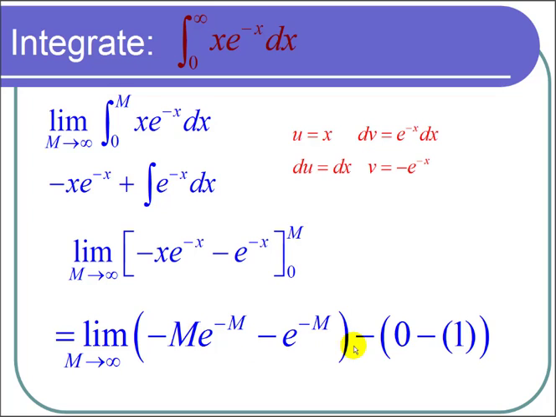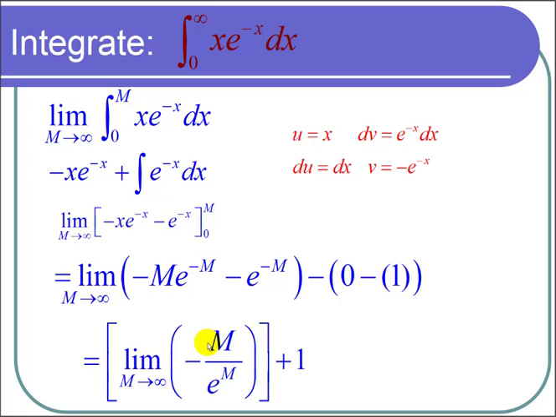And I've done that. Notice when I plug in 0, 0 times e to the negative 0 is just 0. And e to the negative 0 is 1. So the next step is to work out this limit. As M goes to infinity, e to the negative M goes to 0. So this term goes away. This part is infinity times 0, and that's one of our indeterminate forms.